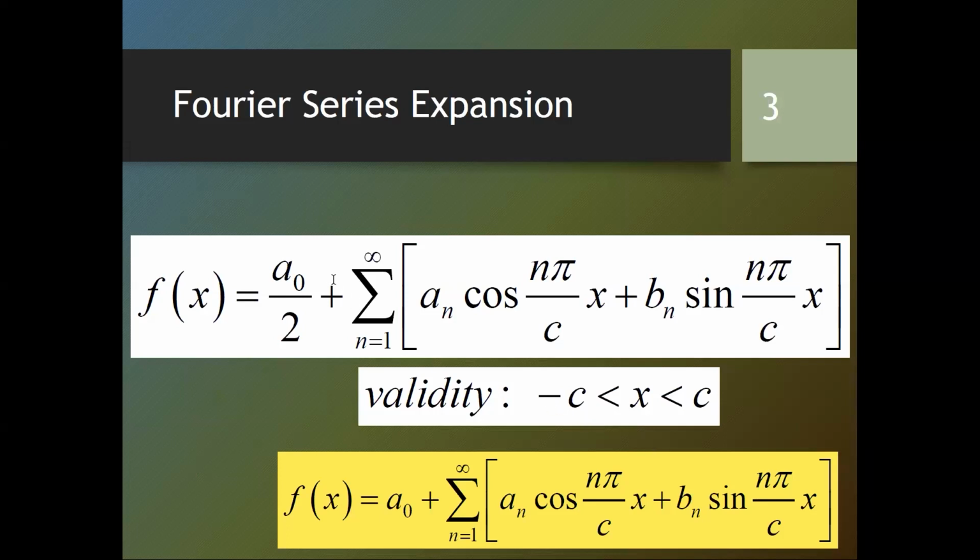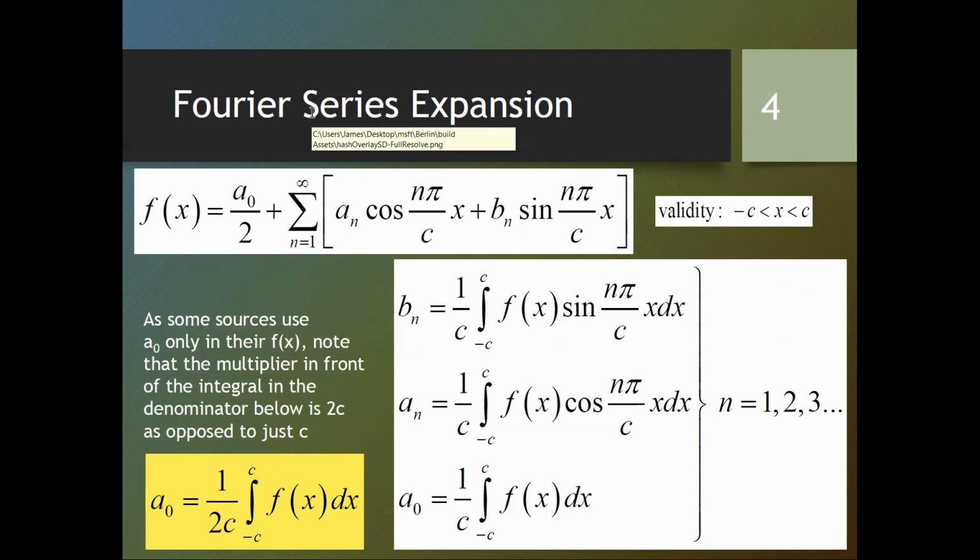Pero I will show you two different forms of the formula. Kasi in some books, you will see the one on top. Some, you'll see the one at the bottom. The only difference between them is yung first term. This one is A sub 0 over 2. This one is basically A sub 0. I'll show you the difference.